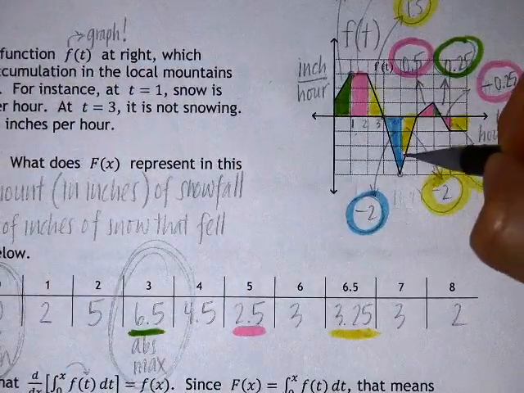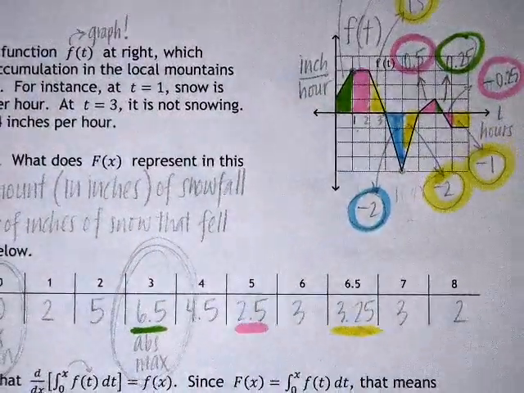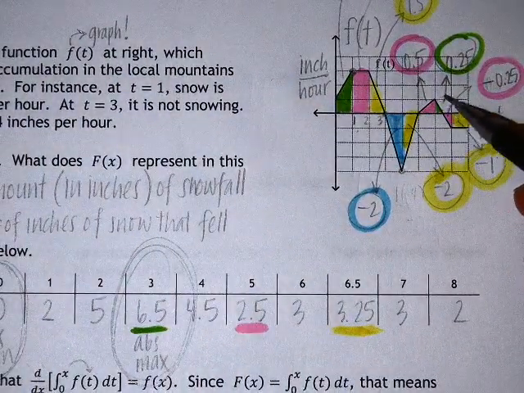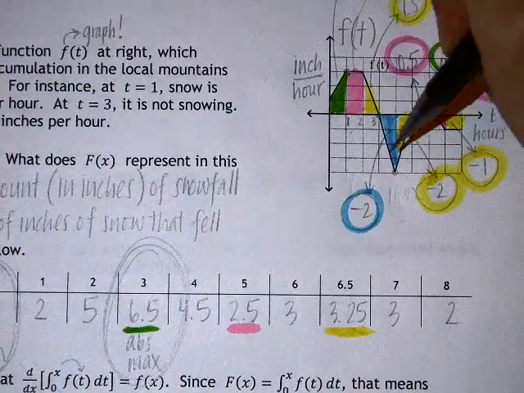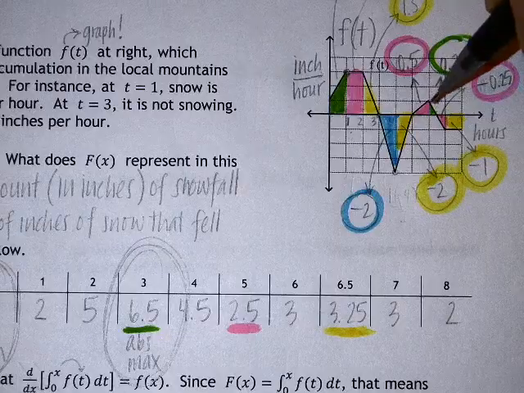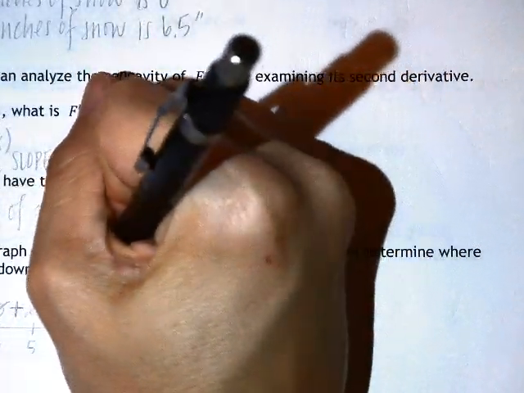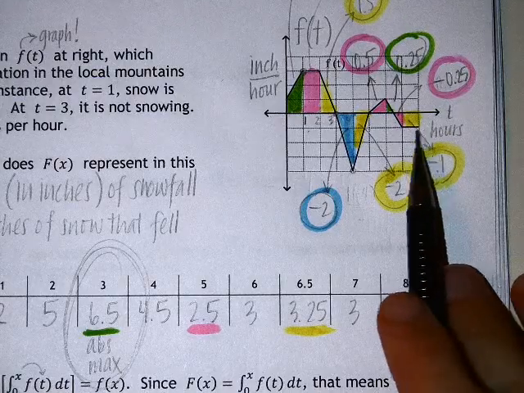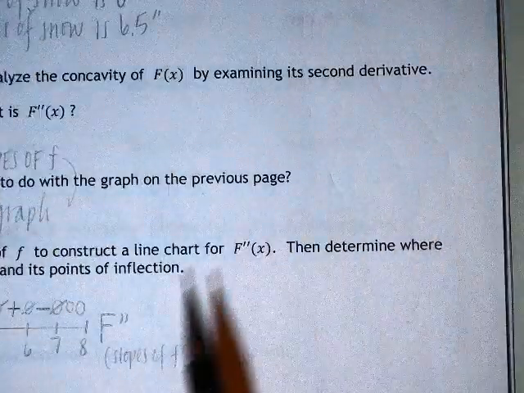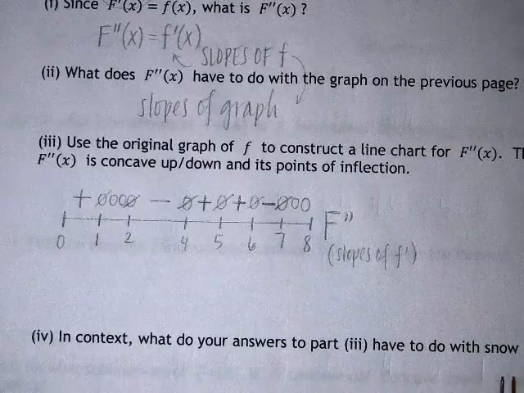Now let's look between 4 and 5. Between 4 and 5, the slope appears to be positive. Between 5 and 6, the graph still has a positive slope. Between 6 and 7, the graph appears to have a negative slope. And from 7 to 8, again, the graph has no slope, or 0 slope. It's flat, hence the 0.